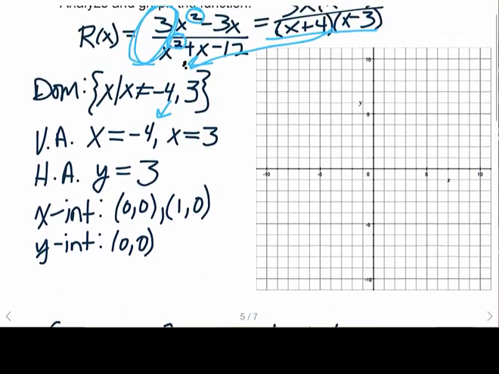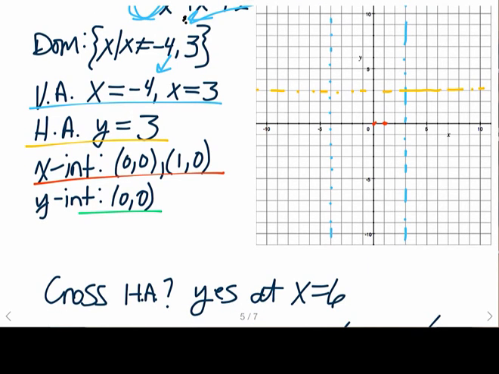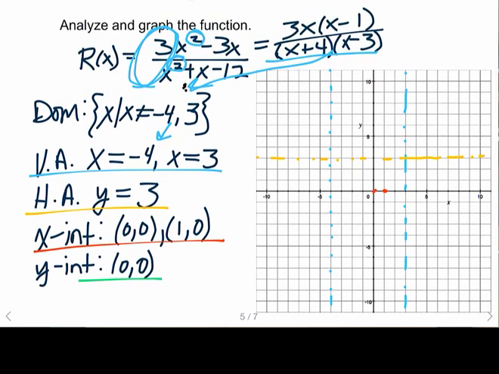So let's put this together and get a graph going. I'm going to draw the vertical asymptotes, the horizontal asymptote. We're going to plot the x-intercepts, and the y-intercept is one of those as well. Let's see what we get. So I've dashed my lines for x equals -4 and x equals 3, our vertical asymptotes, and our horizontal asymptote, y equals 3. Let's not forget what we just figured out. The graph crosses the horizontal asymptote at x equals 6. And so I'm going to put a dot on the horizontal asymptote where x is equal to 6.